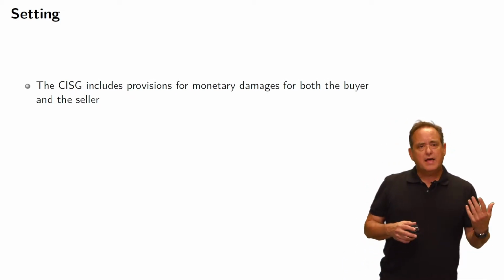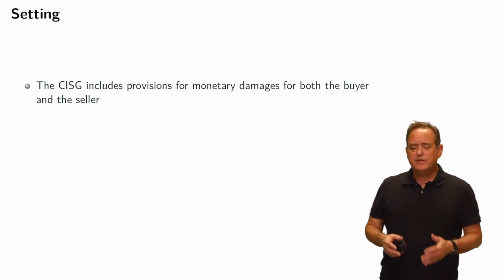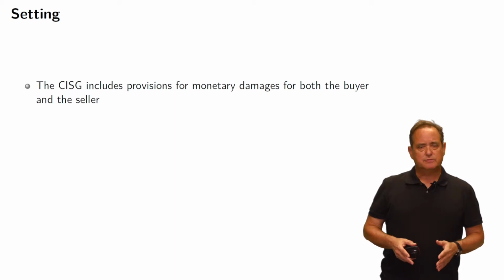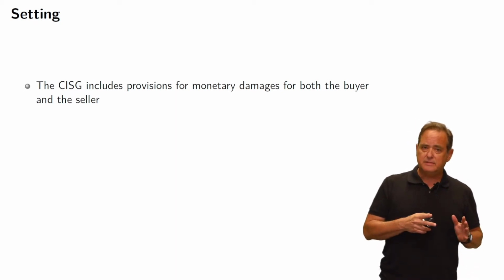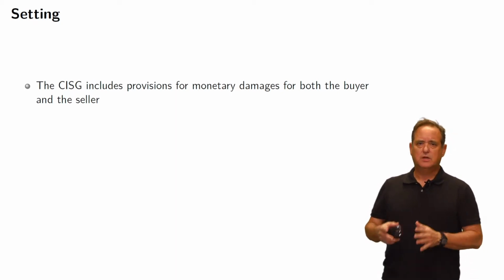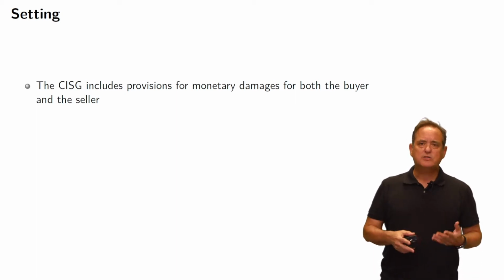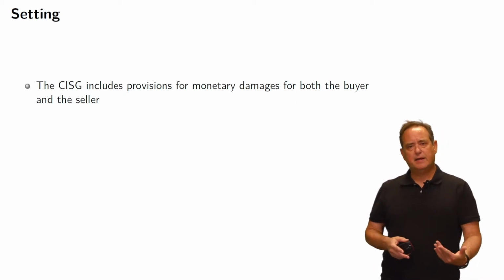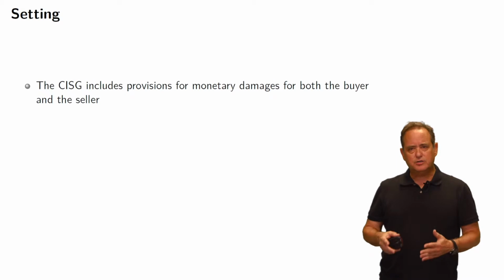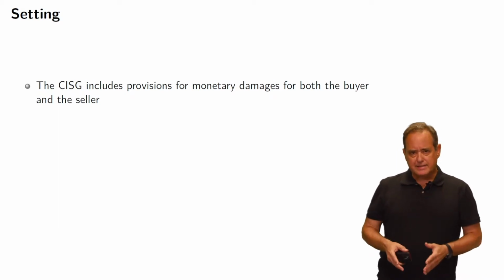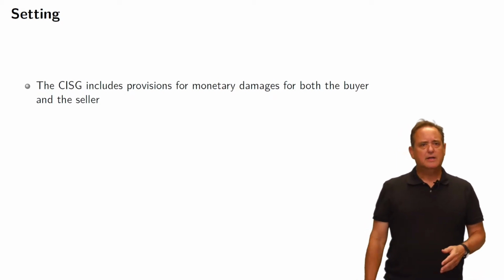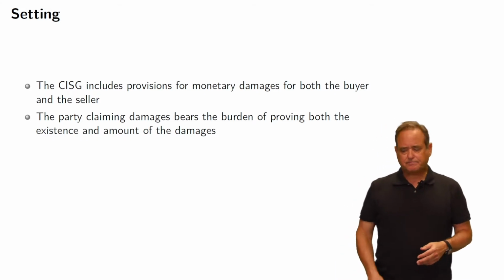So we know that the CISG includes provisions for monetary damages. Last time we talked a lot about non-monetary damages. Today we're going to focus on monetary damages, money damages. And the CISG includes provisions for monetary damages for both the buyer and the seller.